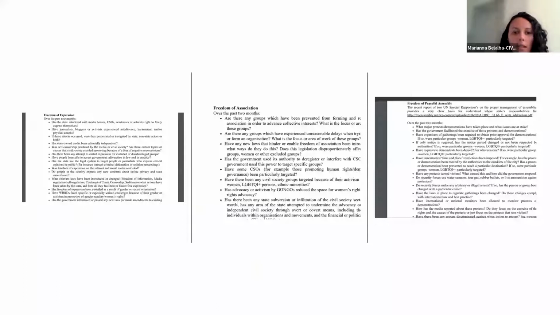We develop a research framework, a set of guiding questions for our research partners to respond to or address every time they submit a report, which they have been doing every 2 months since 2016. You can see the three main freedoms that we cover: expression, association, and peaceful assembly, and the type of questions they usually respond to in those reports.